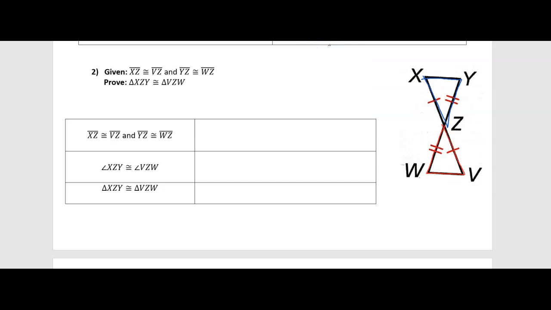So let's read our statements. Well, the first one's just a given. And notice that this would be like 2 little s's, right? We've proved 2 sets of sides congruent. Well, the next statement deals with angles. Angle XZY, this one in blue, is congruent to angle VZW. Well, that's this angle in red.